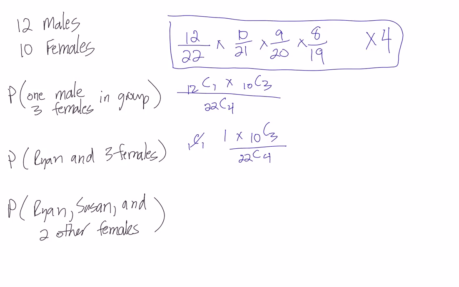And now the last one, we've got Ryan and Susan. So we'd have 1 for Ryan, 1 for Susan, and then 2 other females. So we'd have 9C2. The only trick to this is Susan is going to be one of the females, so we only have 9 left over to pick from after she is gone. And our bottom would still be 22C4. And that's it. We'll stop there. That's it for this topic, and that's it for this unit.